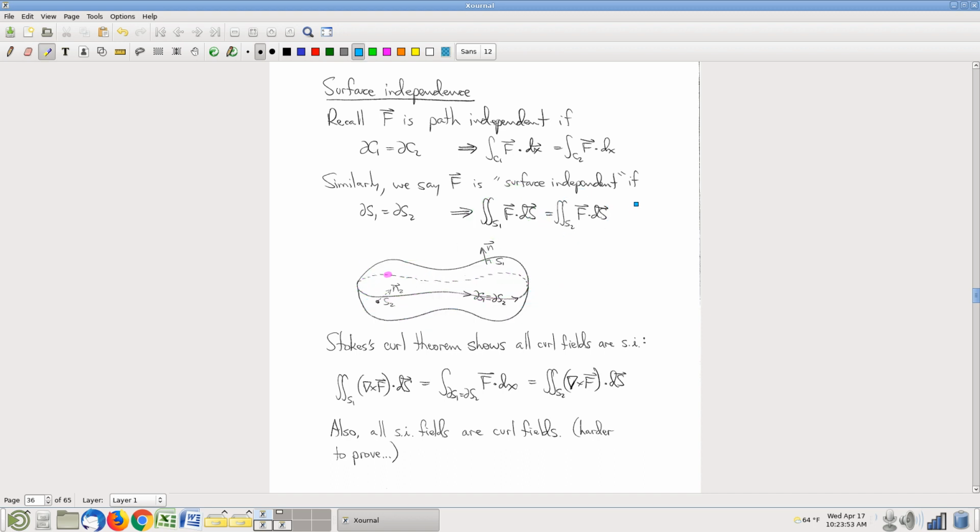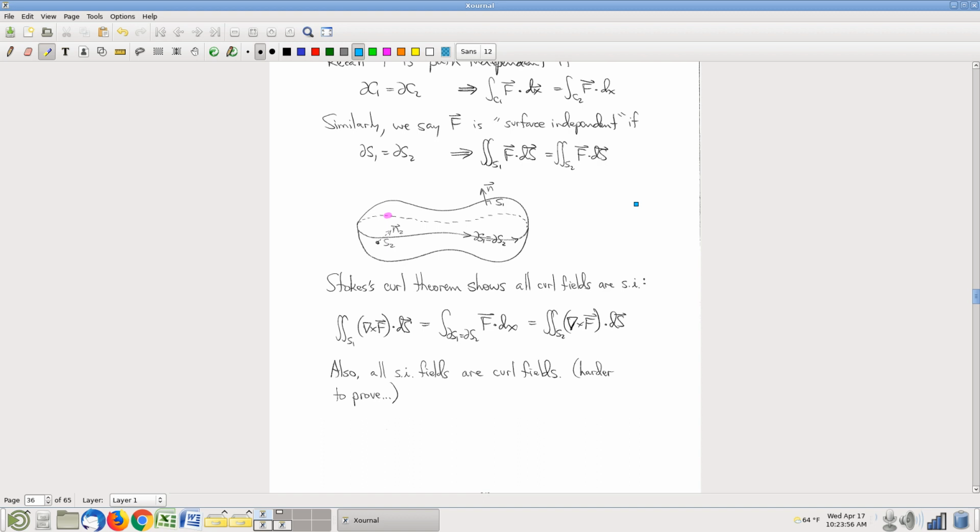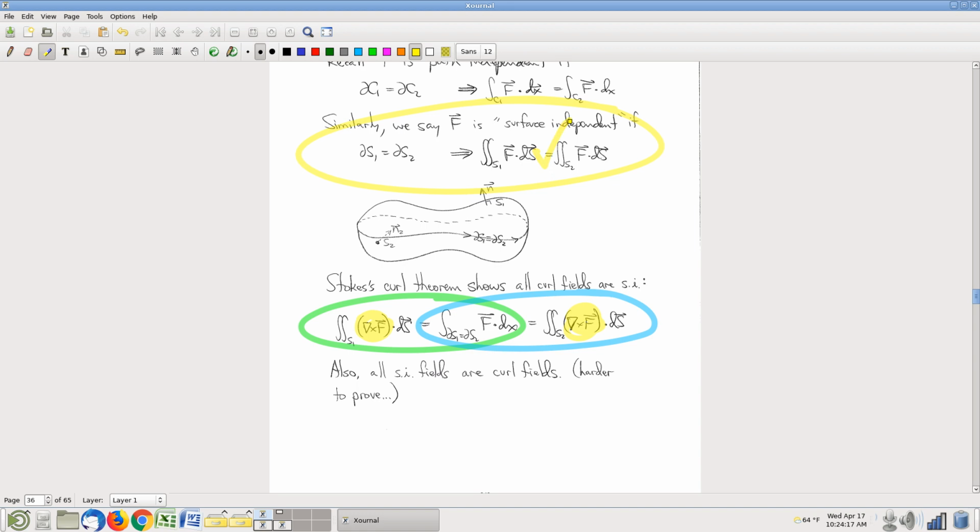And we talked through how Stokes' curl theorem, which you see here and here, pertains to the picture that I just erased. There are two instances of Stokes' curl theorem, and you notice that an upshot of this is that all curl fields are surface independent. Those fluxes are equal, and of course they have to be equal because they're equal to the same line integral. If two things are equal to the same thing, then they're equal to each other. Okay. So again, we talked about that last time.